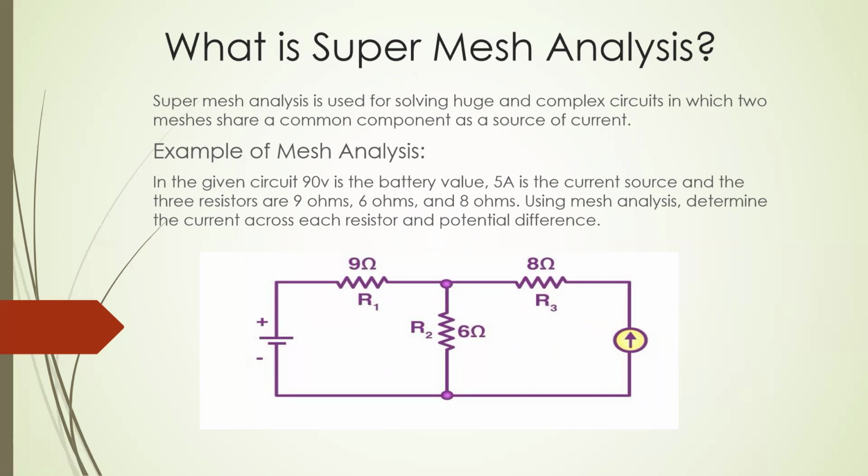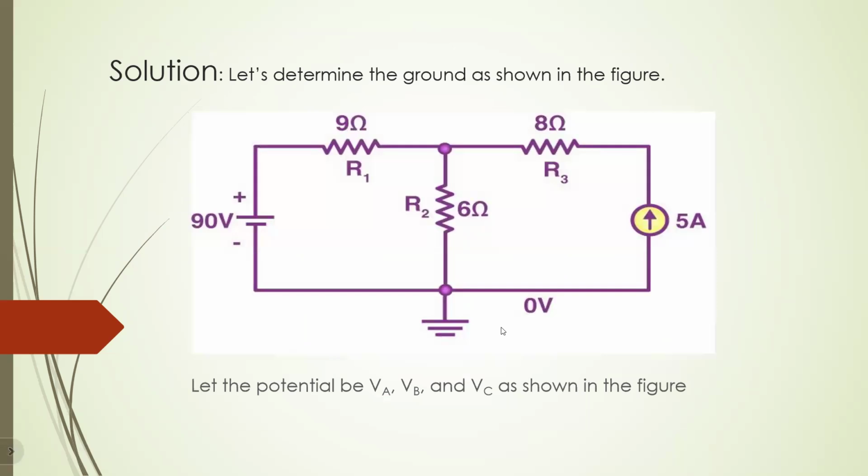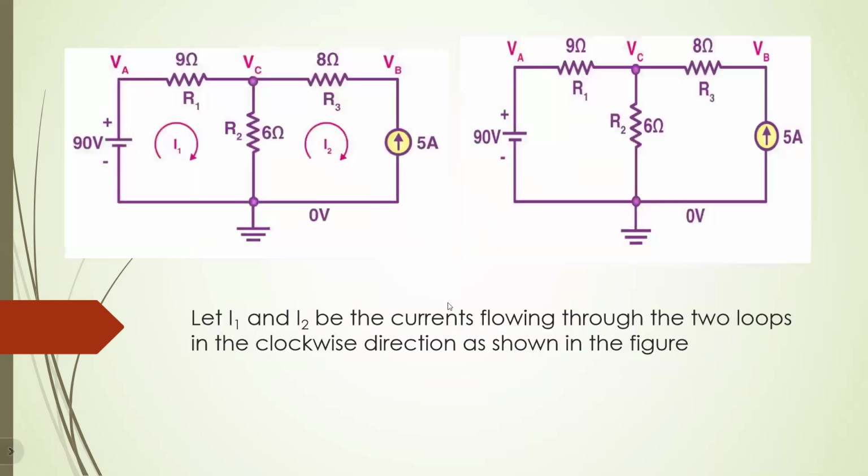Example of mesh analysis. In the given circuit, 90 volts is a battery, 5 amperes is a current source, and the three resistors are 9 ohms, 6 ohms, and 8 ohms. Using mesh analysis, determine the current across each resistor and the potential difference. The resistors are R1, R2, R3. Determine the ground as shown in the figure. Let the potentials be VA, VB, and VC as shown in the figure.